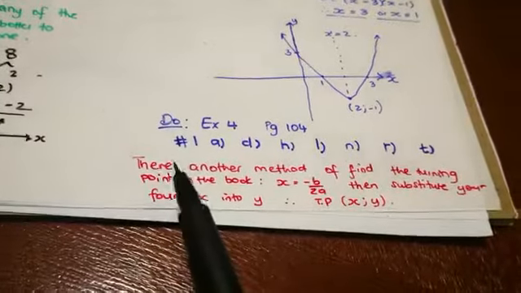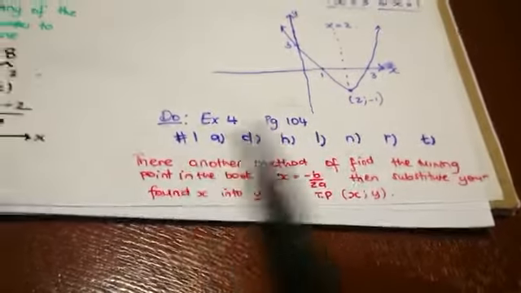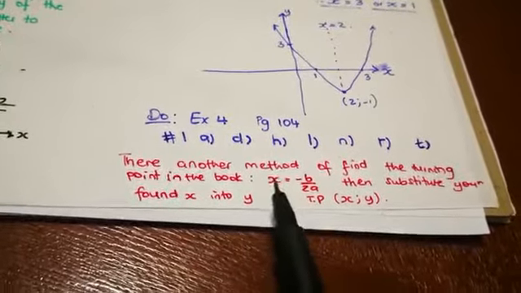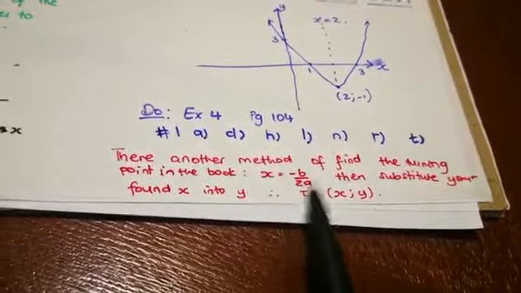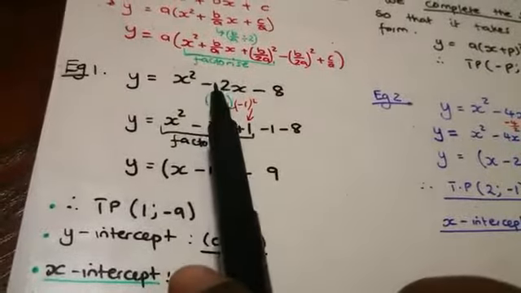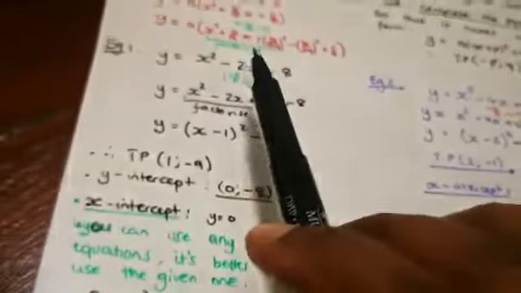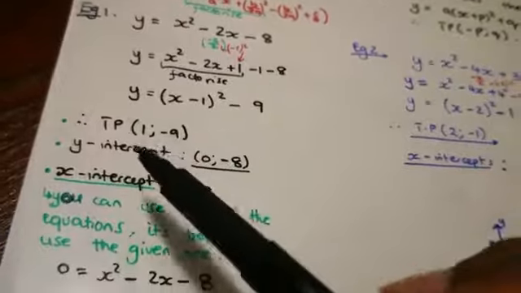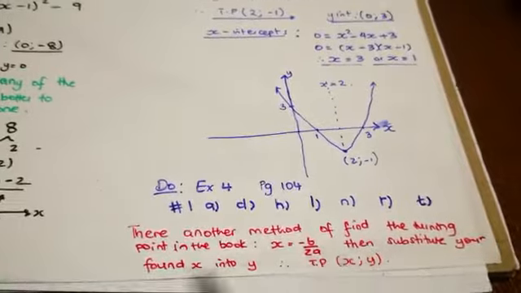Now there's another method that is used to find the turning point that is described in the book, where to find the x value of the turning point, it will be -b over 2a. So your b here is -2, so it would have been -2 over 2 times 1. So that gives you the x value. So if you check, -2 divided by 2 times 1 is 1, which is what we have. Then to find the y value, you then substitute the x that you have found into the equation.